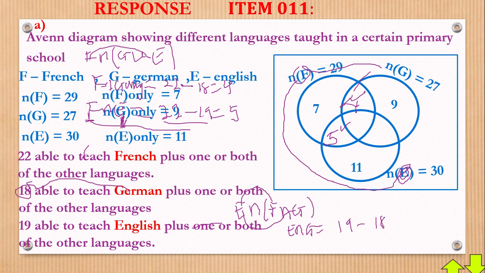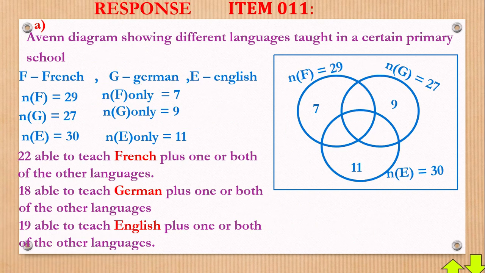G has 18. When you subtract there, what will you get? You get a 1. So here we shall have a 1 straight away. So we have here a 4, here a 5, here a 1. What is remaining is this part. This part we can simply call X in simple terms. I hope that will make some sense.